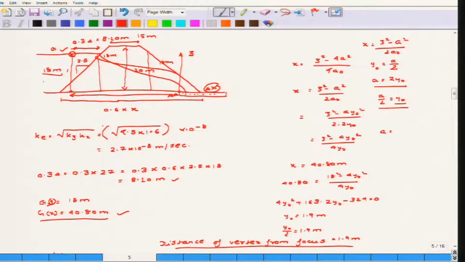So, just substitute the value of a, and we get z square minus 4 y naught square by 4 y naught, that is the equation that we want. Now just substitute the value of x and z, so you will get it in terms of y naught. You can also substitute the value of x and z to get a as well: let us say this is 18, this is 40.80, and this is 18 square minus a naught square by 2a. Any one of the processes is applicable. Then you can find out a, which will be equal to 3.8 meter.